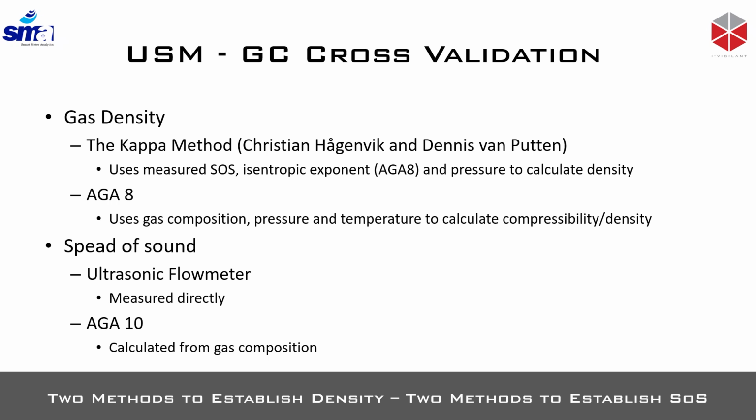We can then also calculate the AGA8 as a calculation for the density. The AGA8 uses gas composition, pressure, and temperature to calculate compressibility and density. So therefore, we have two methods that use different parameters to calculate the density, and therefore we can use these two methods to cross-check between the two parameters. Ideally, these two parameters are the same.